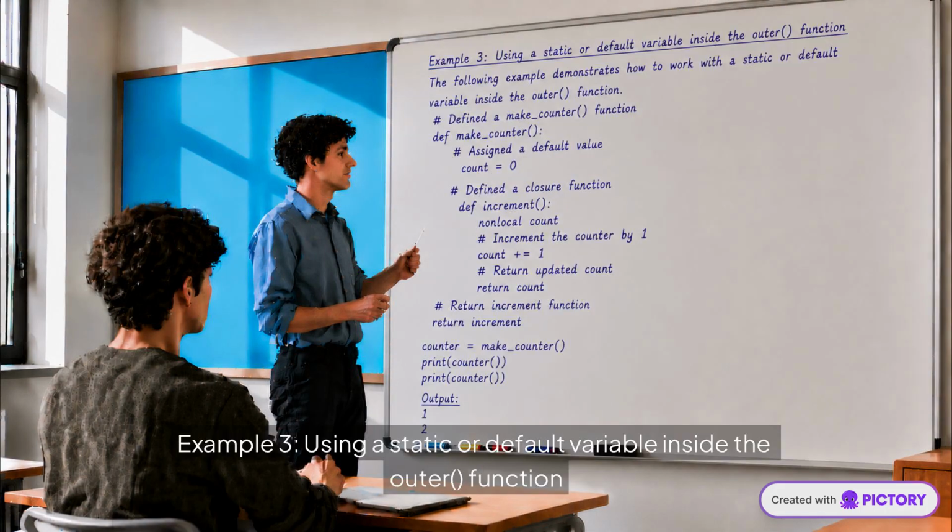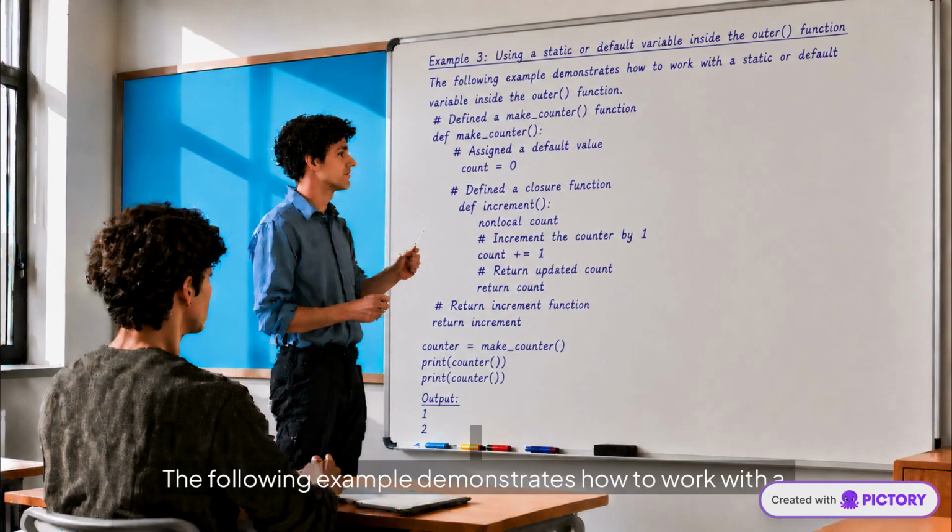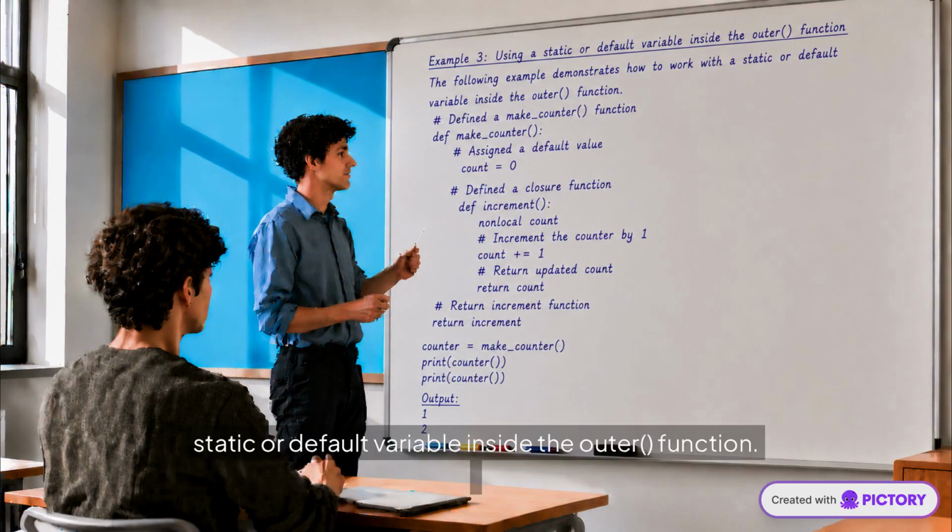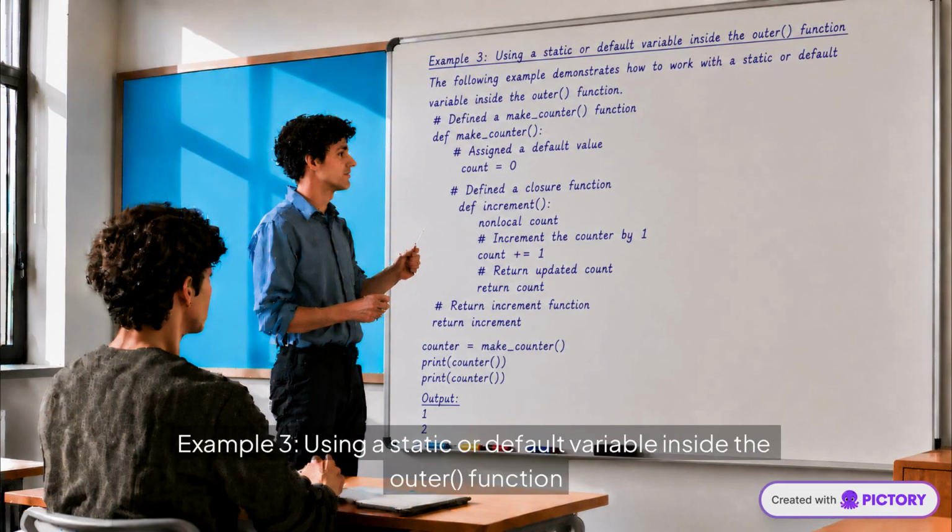Example 3. Using a static or default variable inside the outer function. The following example demonstrates how to work with a static or default variable inside the outer function. # Define a make_counter function: def make_counter(): # assign a default value: count = 0.